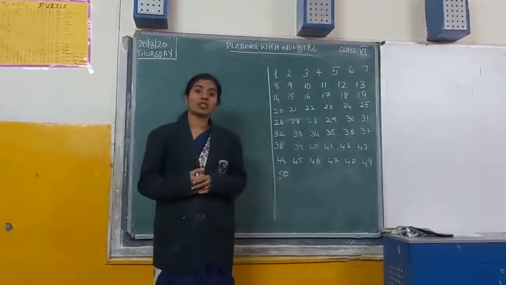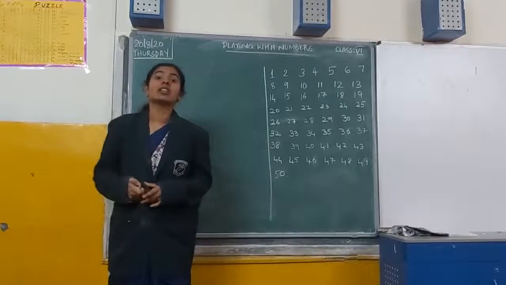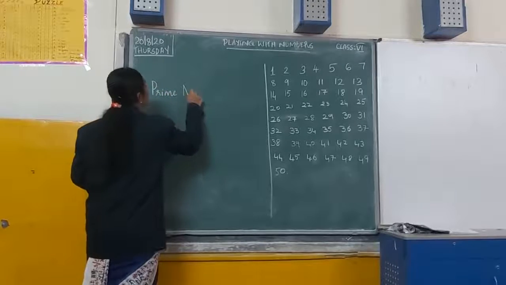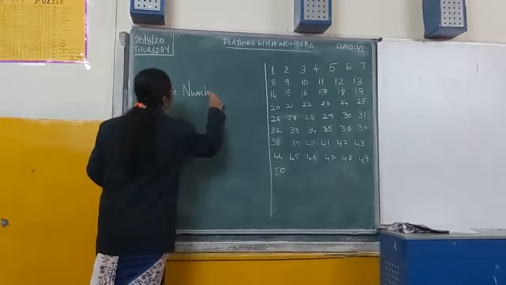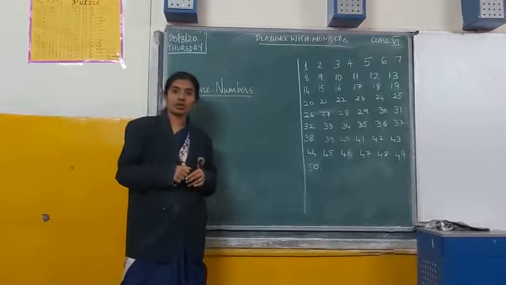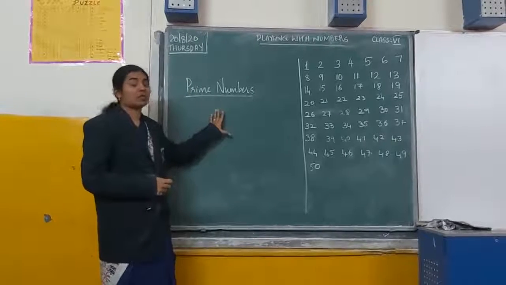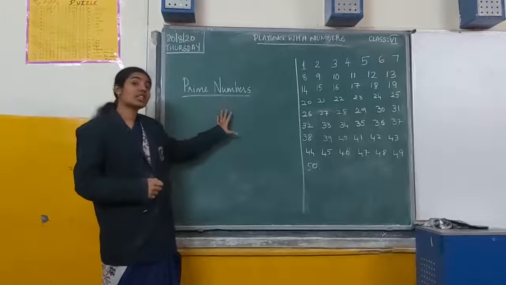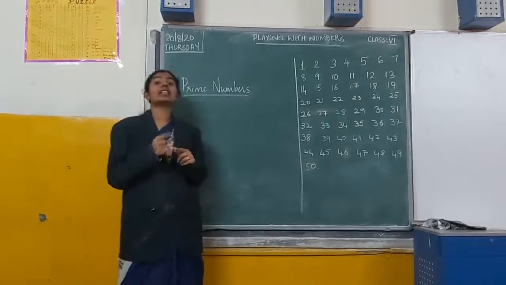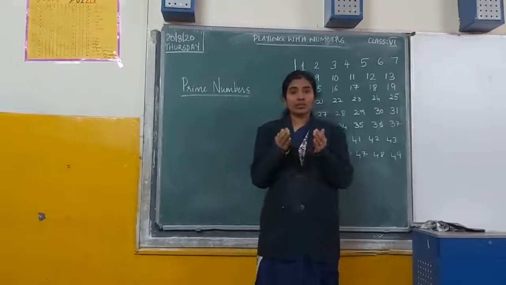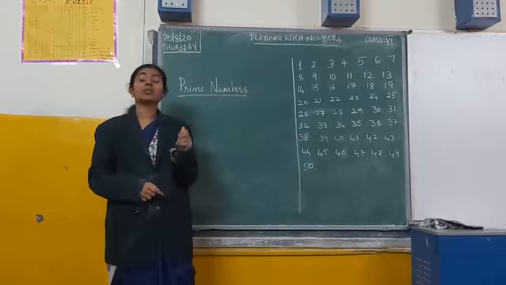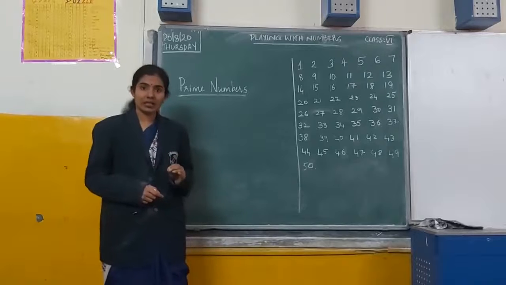Prime numbers and composite numbers. Are you remembering that? What is meant by prime numbers? When you are given one number, how do you check whether it is a prime number or not? You should check that the only factors of that number are 1 and the number itself.